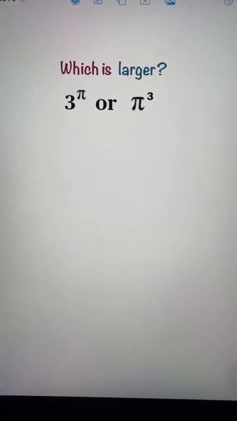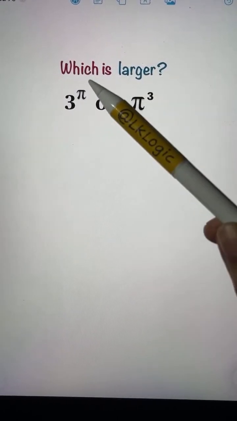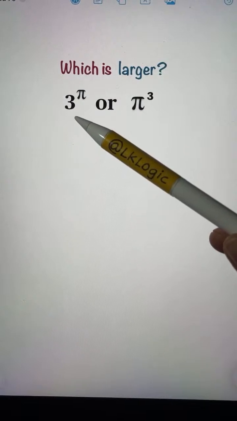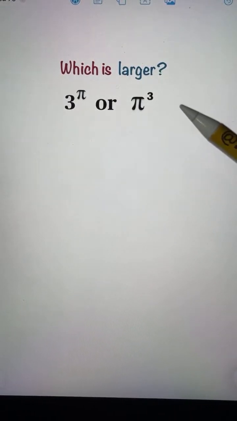Hi guys, here I have an interesting problem which says: which is larger, 3 to the power of pi or pi to the power of 3? So what do you think is the right answer? How can we solve this?